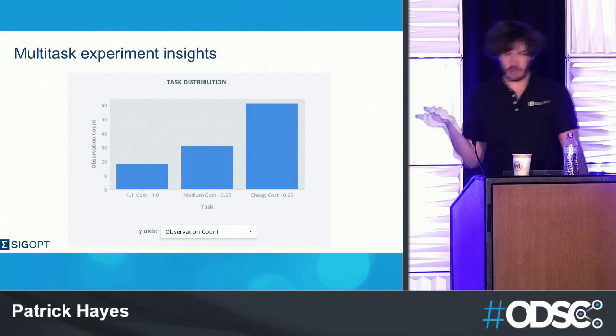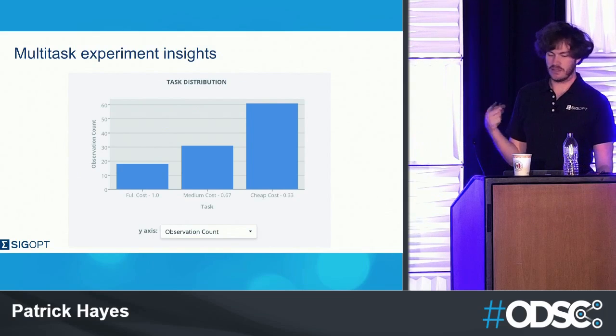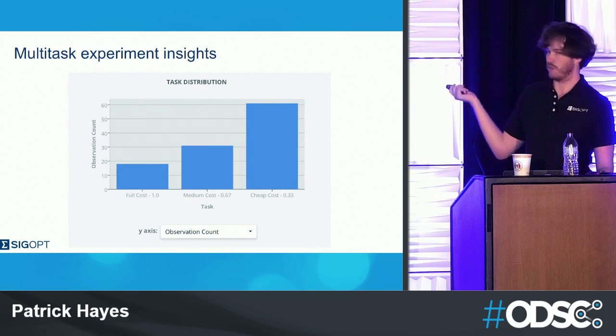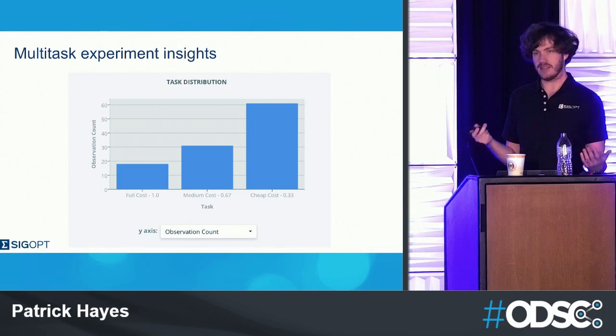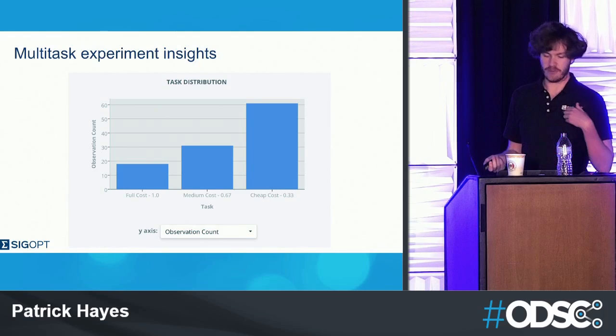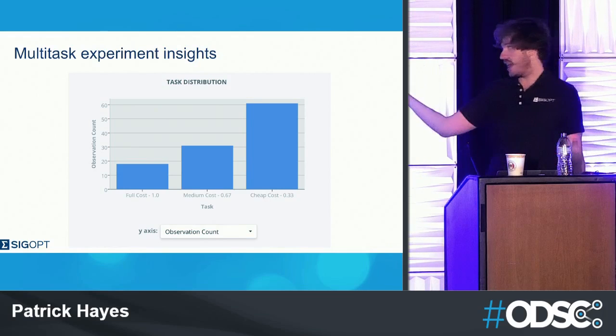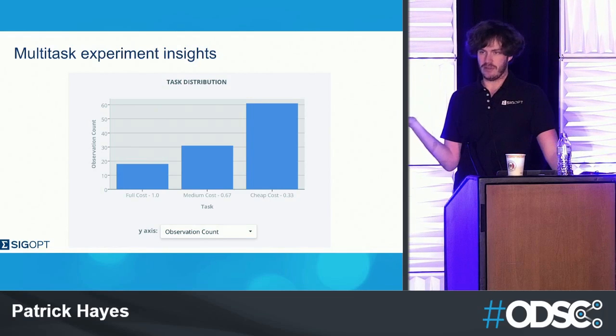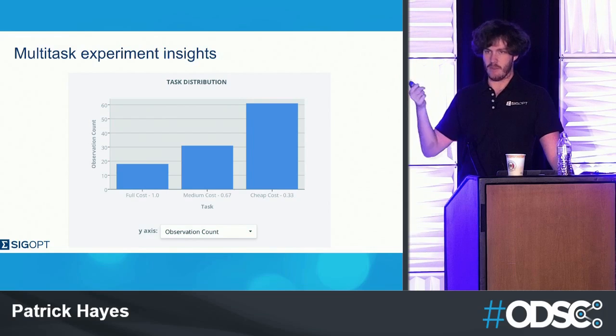And you can also see the distribution of tasks across costs. So this is where you see that the cheapest task on the right is sampled the most frequently, and this is what we typically see because it's the cheapest and thus typically the most efficient way to gain information about the space. But then on the left, we see how many times the full cost task was sampled. And this is where we find the solution we typically want to productionize.